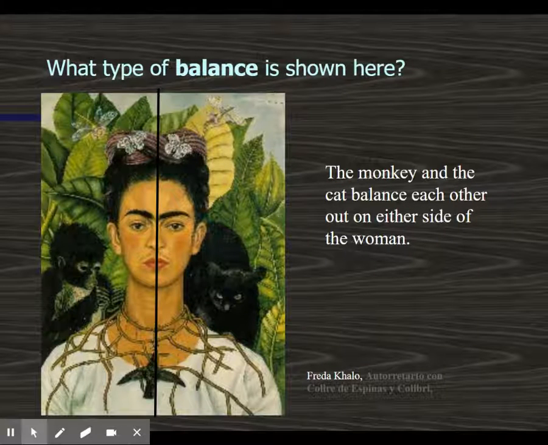All right, how about this picture of Frida Kahlo? Here, we have a line down the middle, and we have this black cat on one shoulder and this black monkey on the other. They're not identical, but they hold the same visual weight, and therefore, this would be symmetrical.